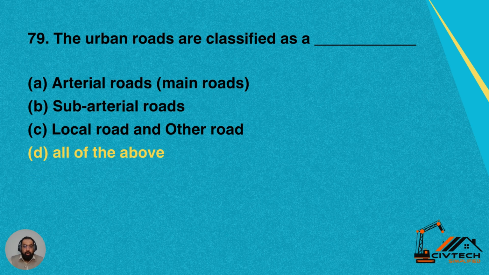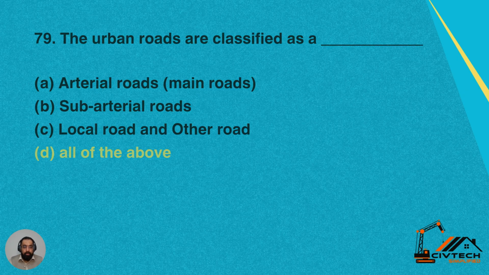79. The urban roads are classified as dash. Number A, arterial roads or main roads. Number B, sub-arterial roads. C, local roads and other roads. D, all of the above. So in a town or the urban area, the urban roads consist of the arterial road, sub-arterial road, local road, as well as other roads. So all these categories are included in the urban roads. So option D is correct for this question, which is all of the above.